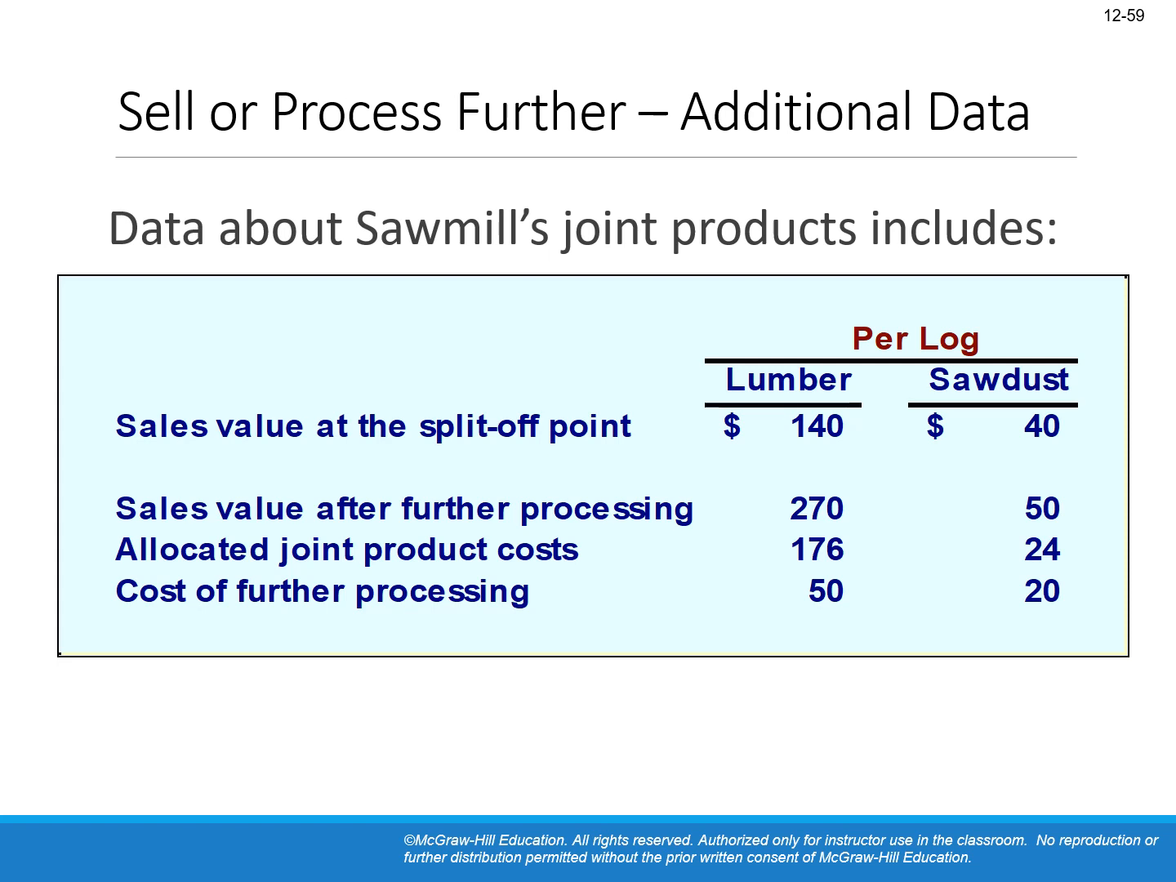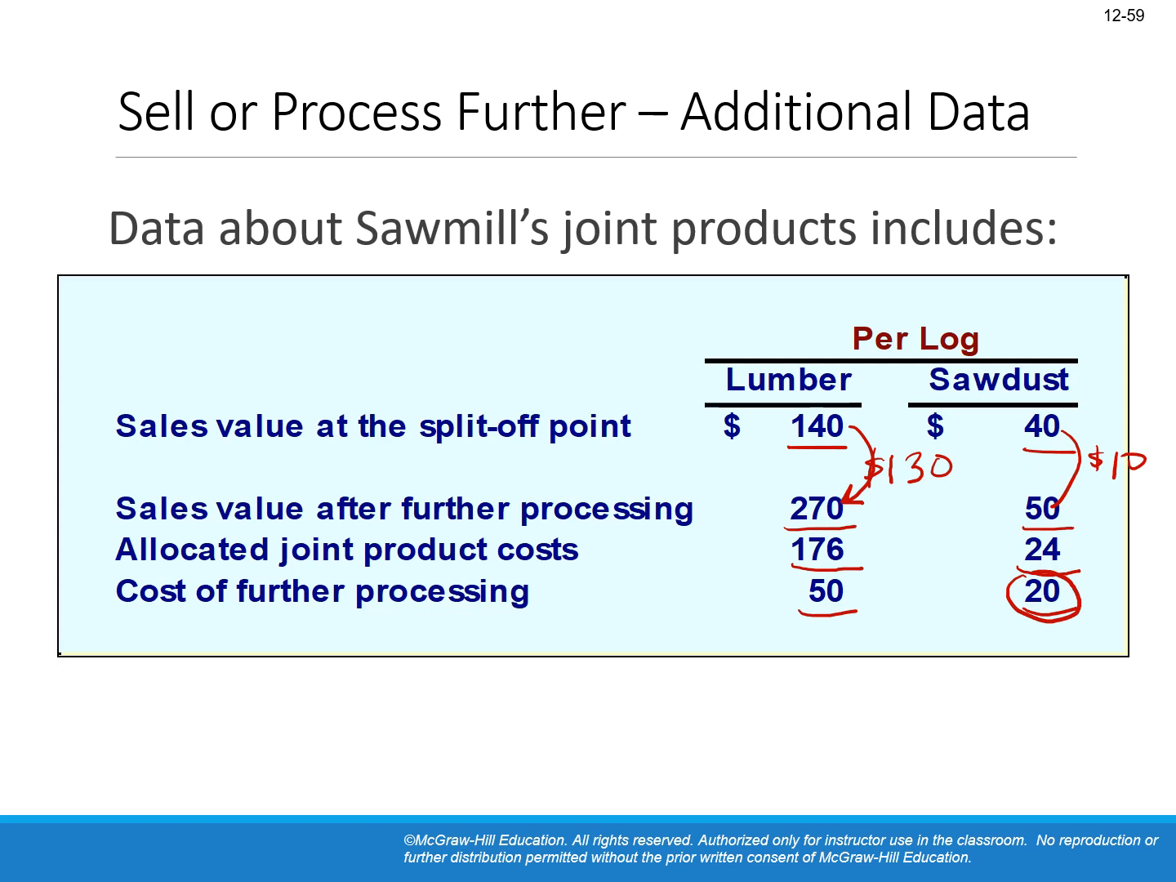The sale value at the split-off point is $140 for lumber and $40 for sawdust. The sales after further processing is $270 for lumber and $50 for sawdust. So the incremental revenue here is $130, and here the incremental revenue is $10. The allocated joint product cost is $176, and further processing is $50. As for the sawdust, it's $24 at the split-off point, and the incremental cost of further processing is $20.